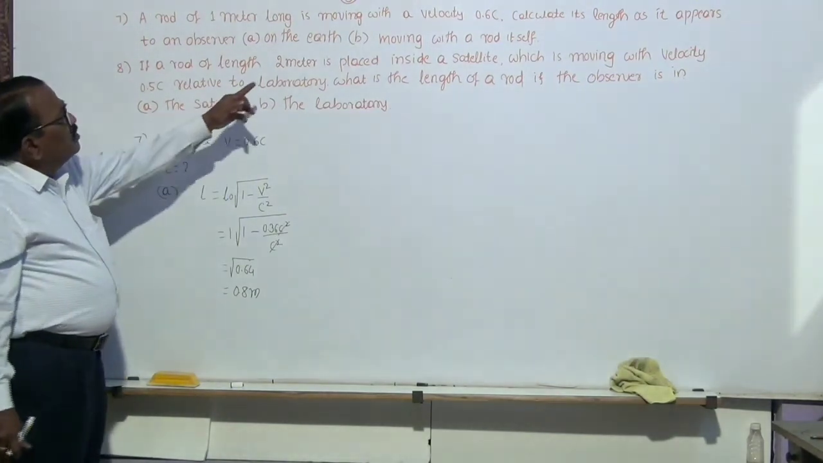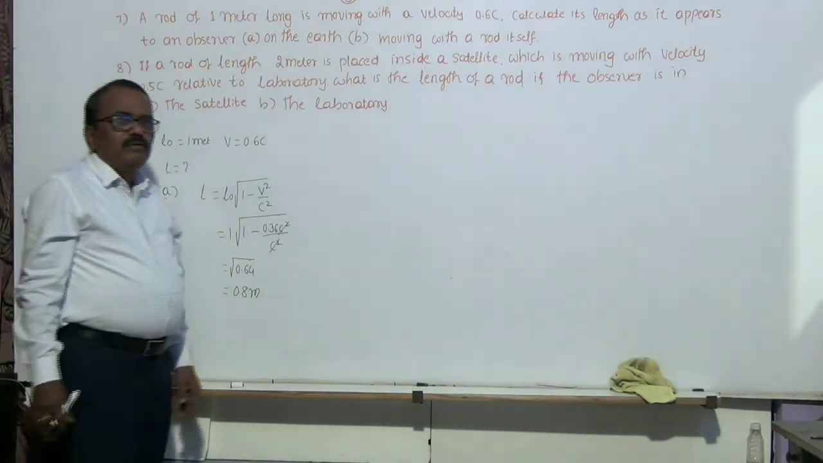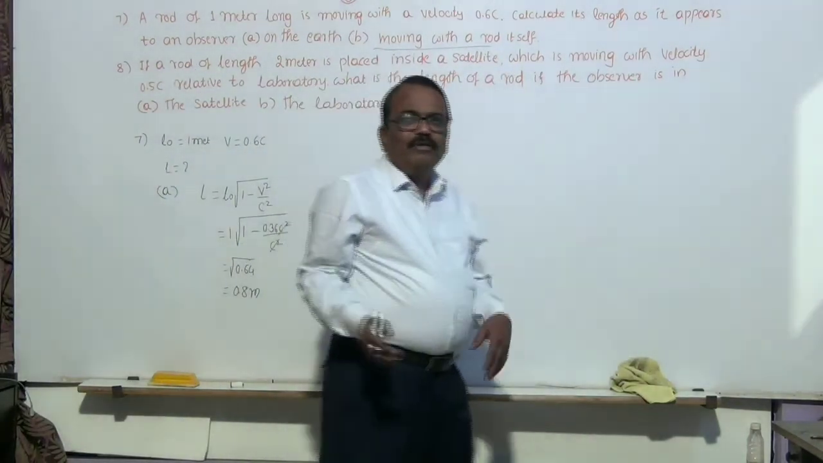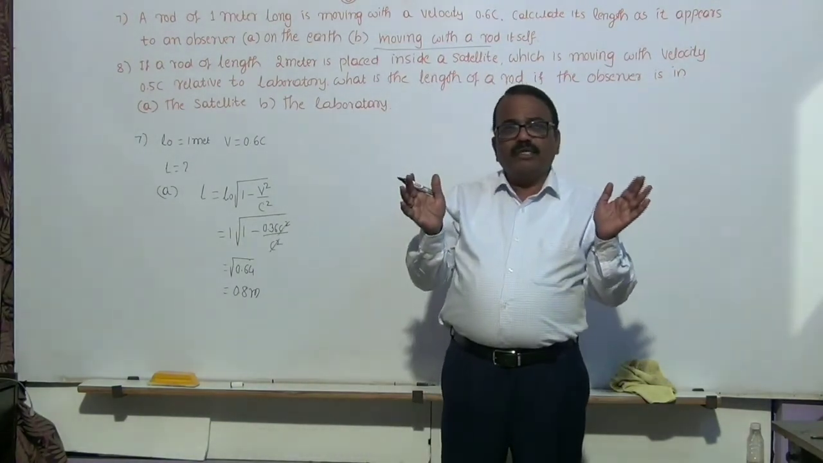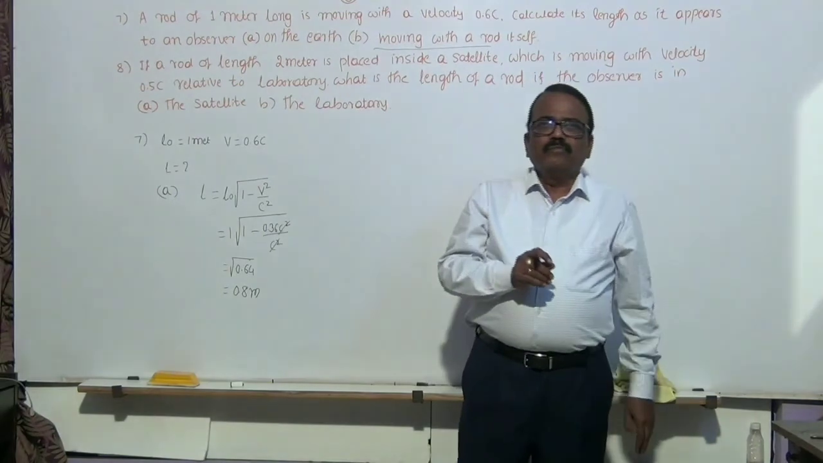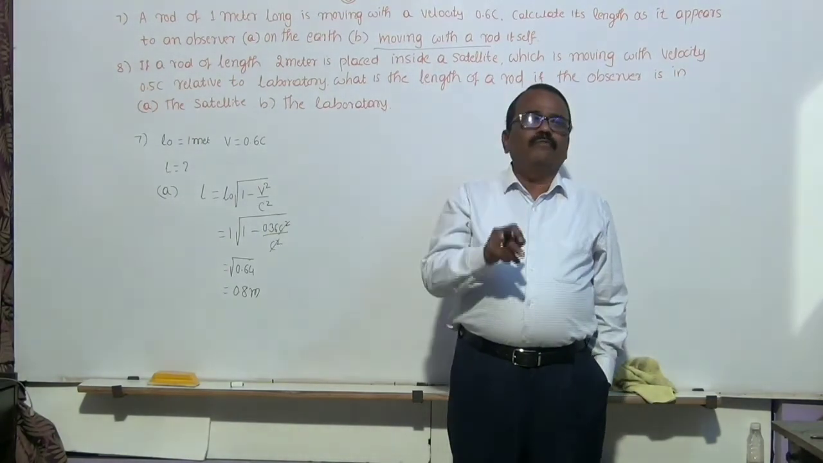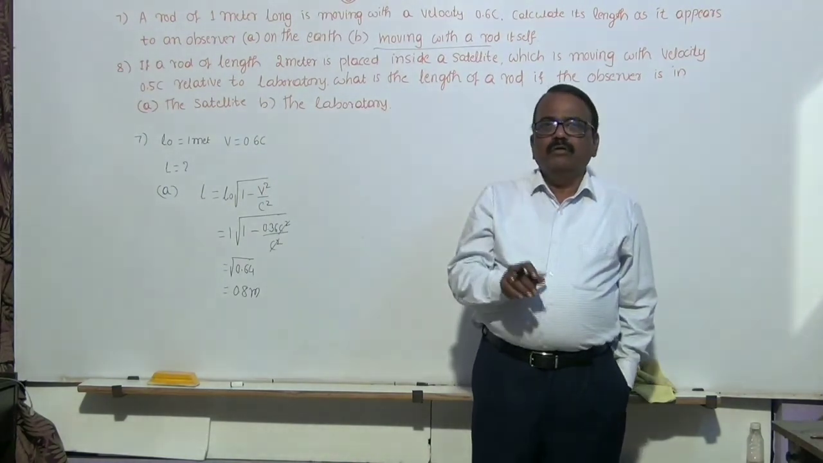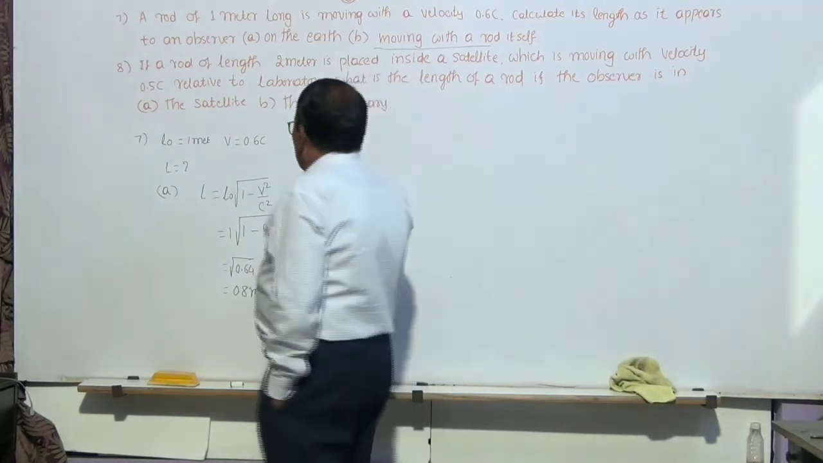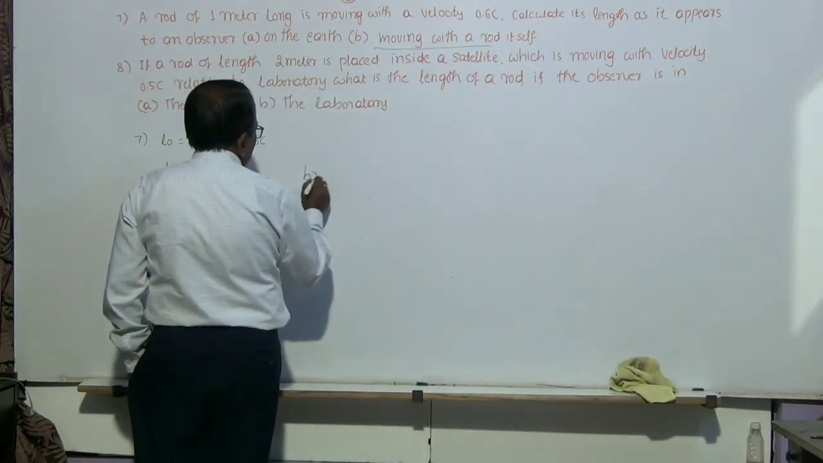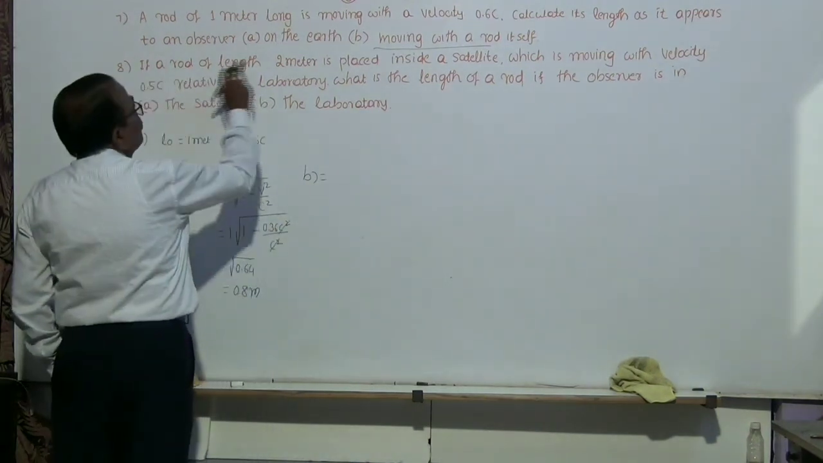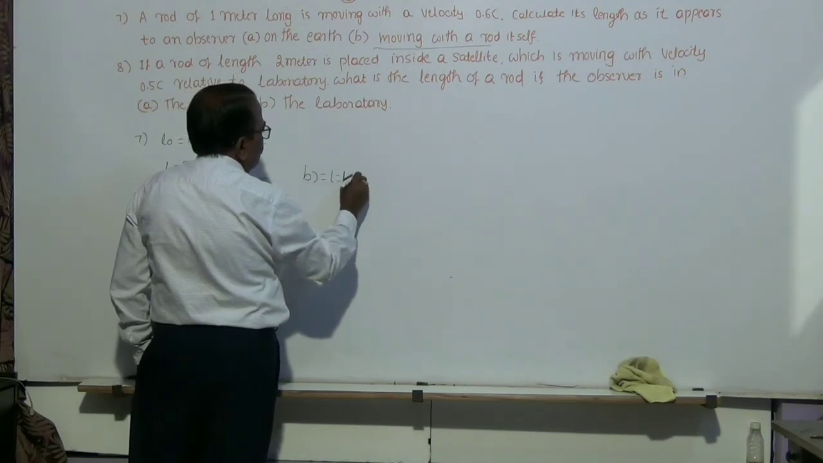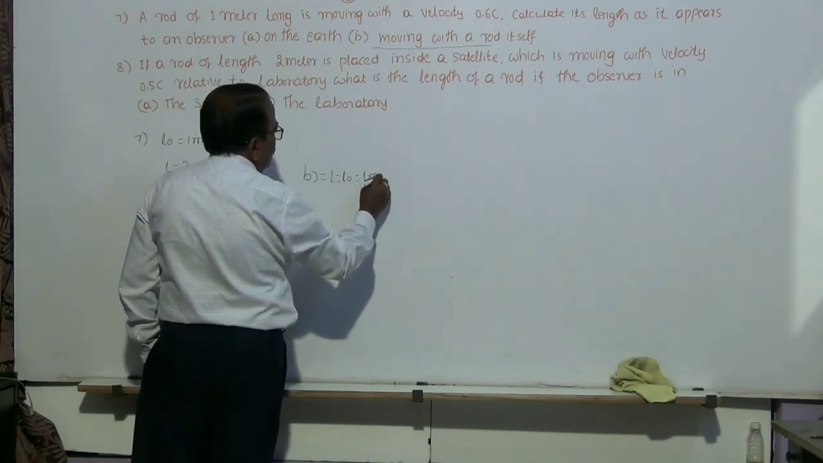In the second part, the observer moves with the rod itself. That means both observer and the rod are in the same frame of reference. Means for an observer in the same frame of reference, that rod appears to be the same. That means in the second case B, your answer is the length does not change. That is what it is, 1 meter. L is equal to L naught is equal to 1 meter.